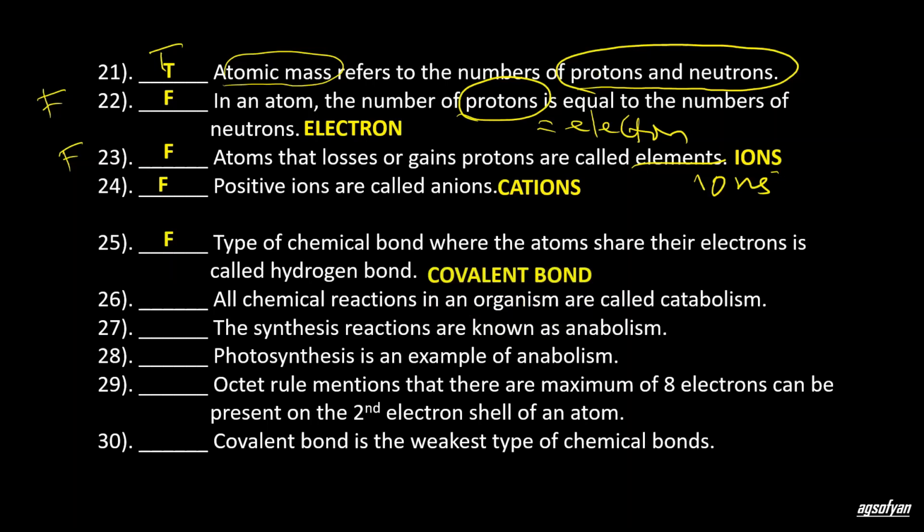All chemical reaction in an organism is called catabolisms. Okay, another incorrect statement. It should be metabolism, not catabolism. Next, the synthesis reaction are known as anabolism. Yes, remember ana mean synthesis, kata mean breakdown. So ana is the builder, cat is the destroyer. Okay, so that's true.